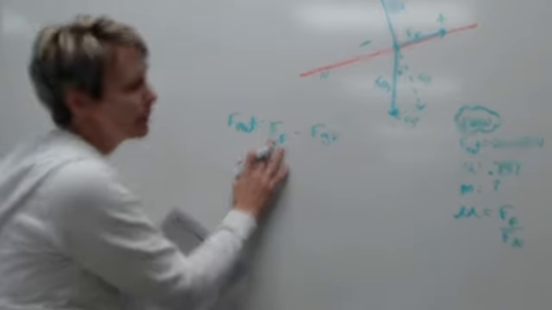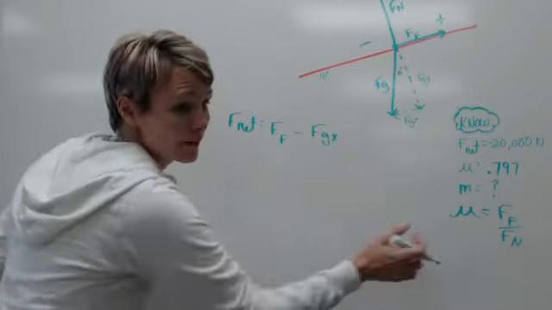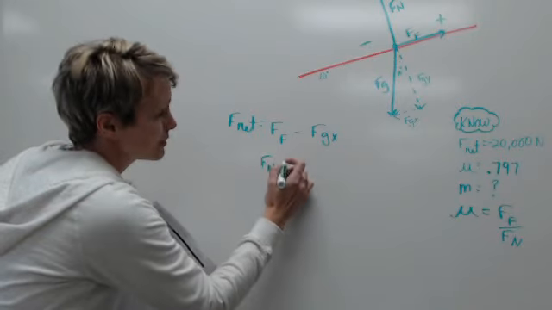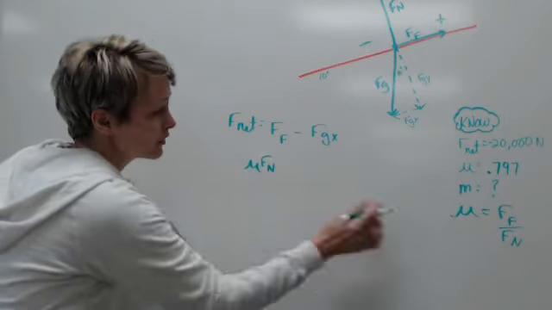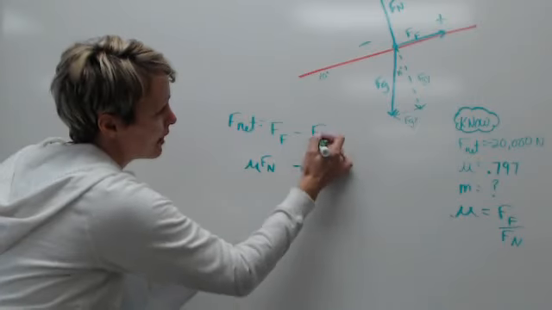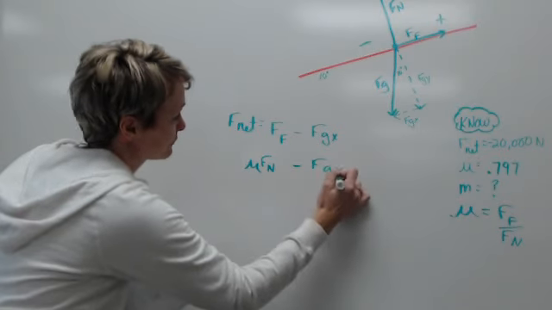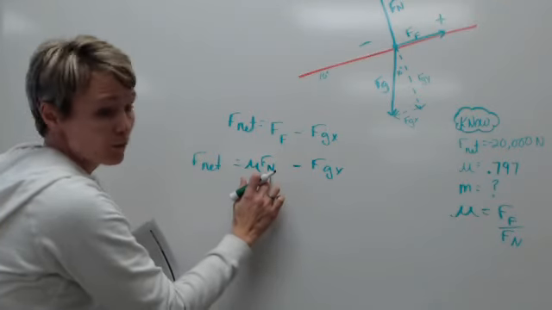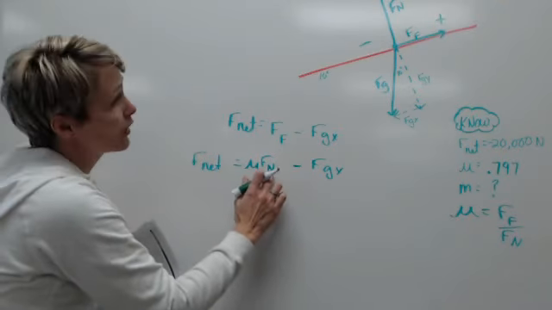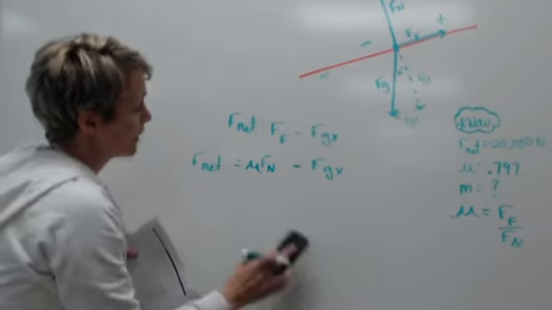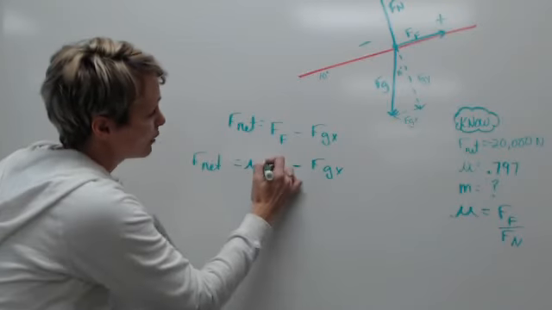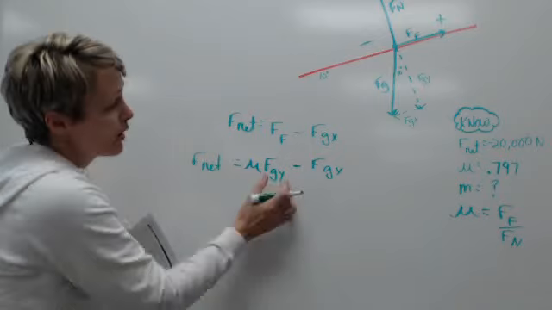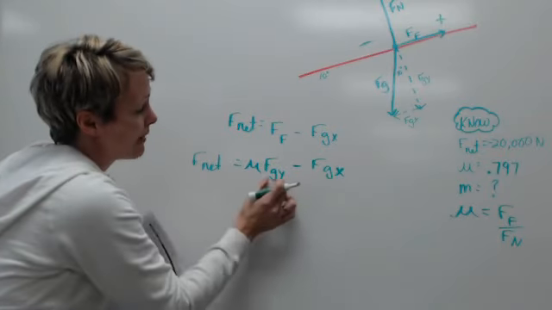So I know that my force of friction, I'm going to rewrite this as the normal force times the coefficient of friction, and then minus F of G of x. That is my net force. I know the normal force is also equal to the F of G of y. So instead of normal force, I'm going to put down F of G of y. So now I have the two components of gravity in here.